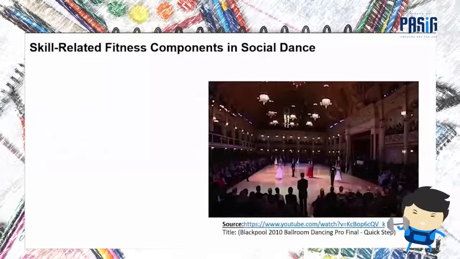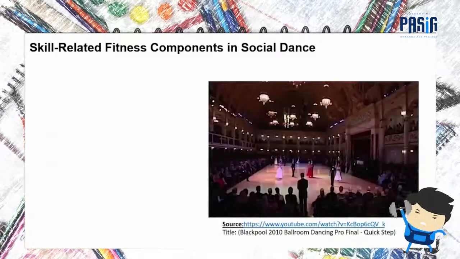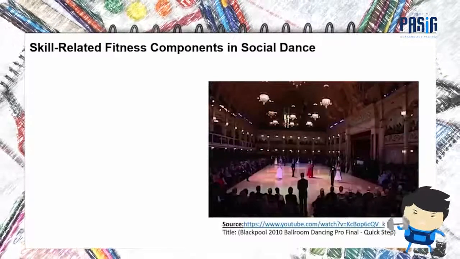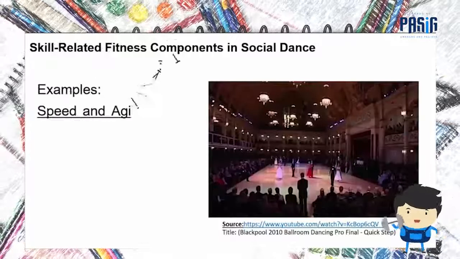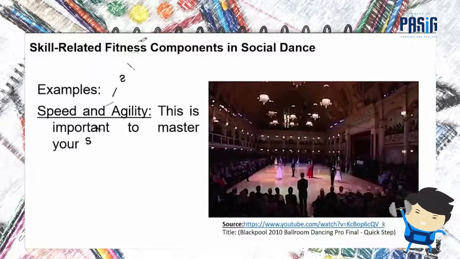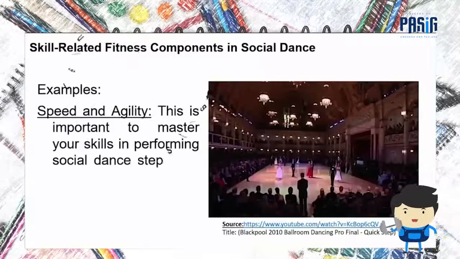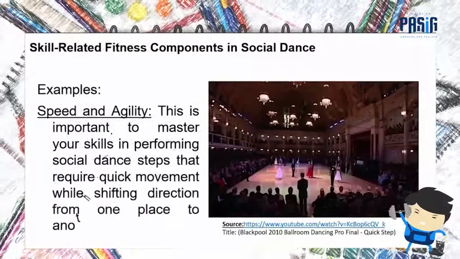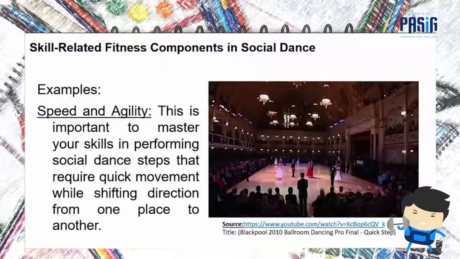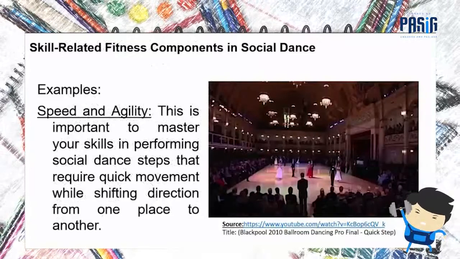A combination of the components of skill-related fitness is necessary to be able to perform well the steps in social dancing. Examples: speed and agility. This is important to master your skills in performing social dance steps that require quick movement while shifting direction from one place to another. You will observe this in this video clip.